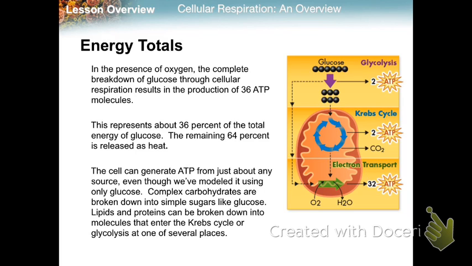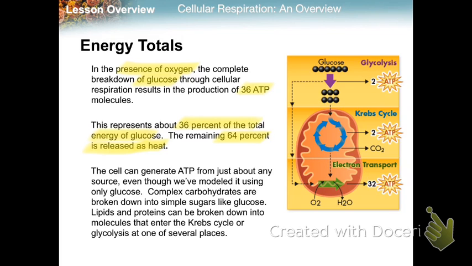So let's total it up. The complete breakdown of 1 molecule of glucose in the presence of oxygen, so aerobic cellular respiration, gives us 36 ATP molecules. That's about 36% of the total energy of glucose. The remaining 64% is lost as heat.